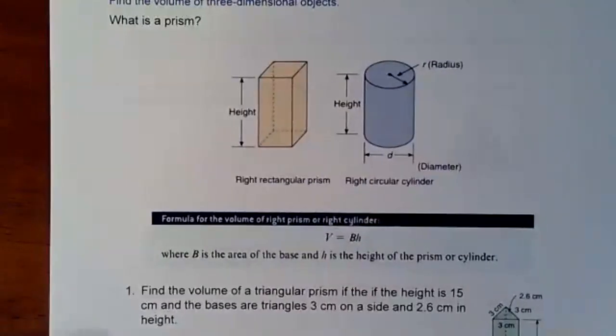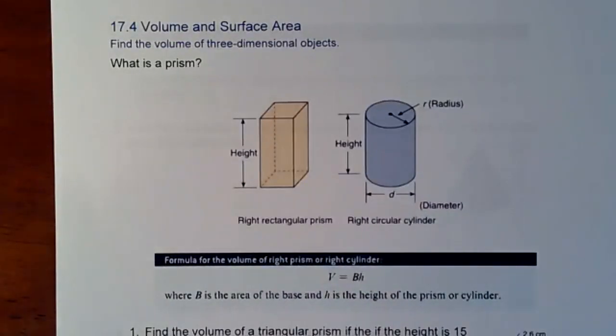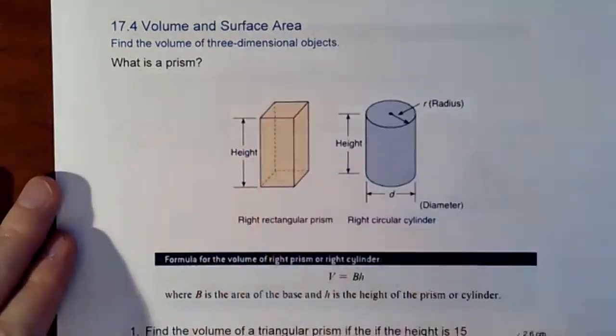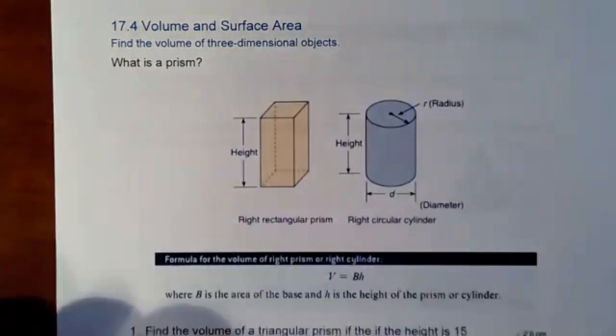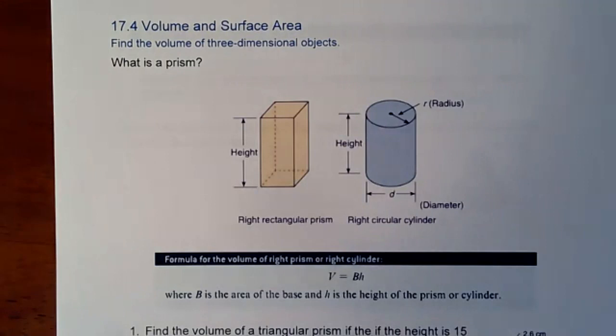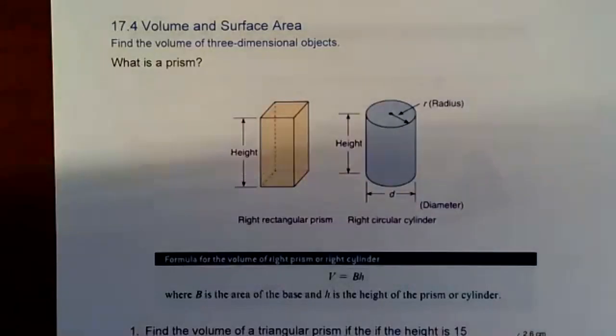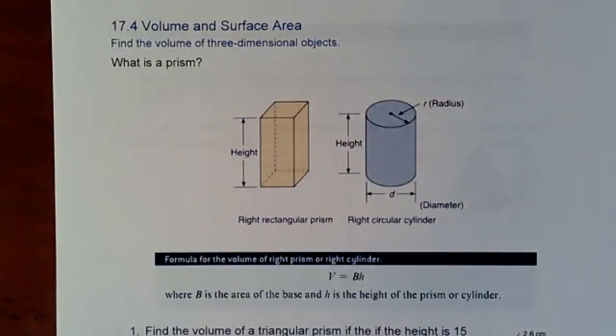All right. Volume, surface area. Volume is kind of the space within. Surface area would be if you're wrapping paper around it. How much wrapping paper do you need? Volume is if you're pouring a liquid into something. Then you're talking about the space within. So we are going to find some volumes and surface areas.